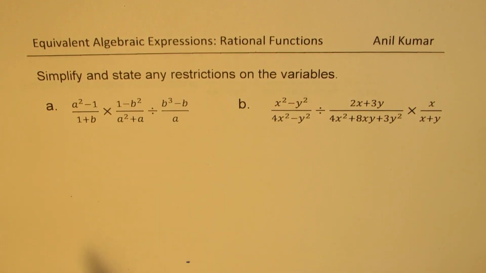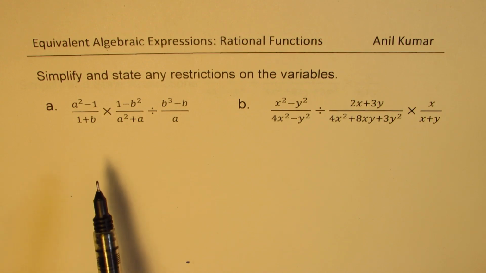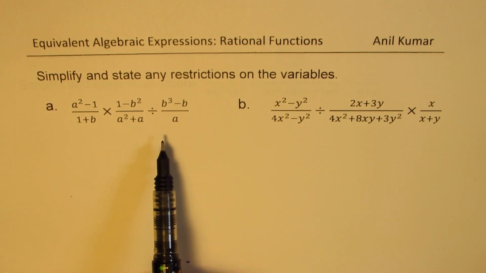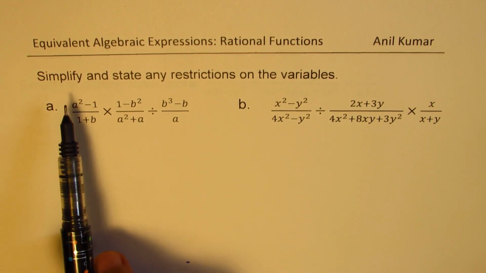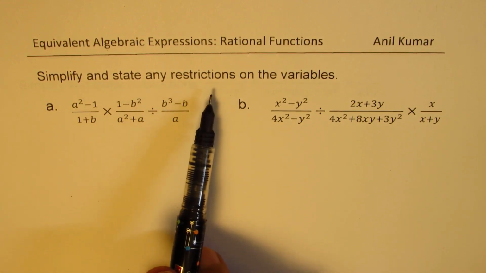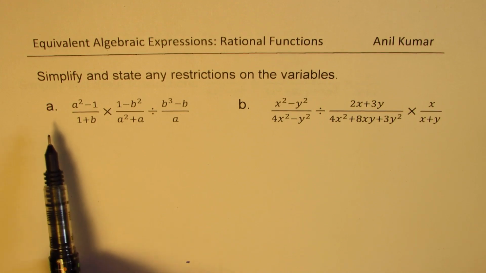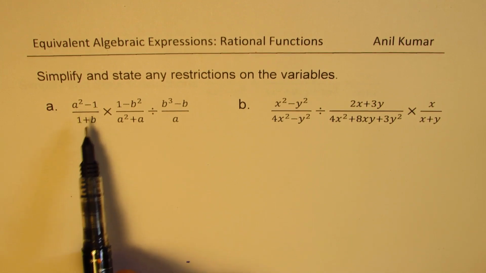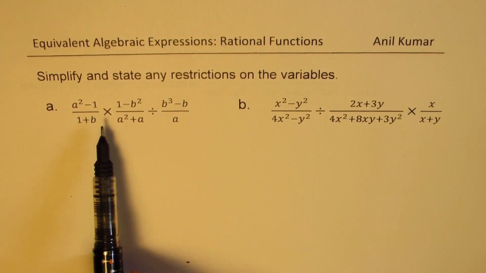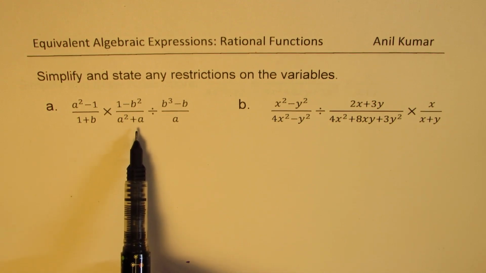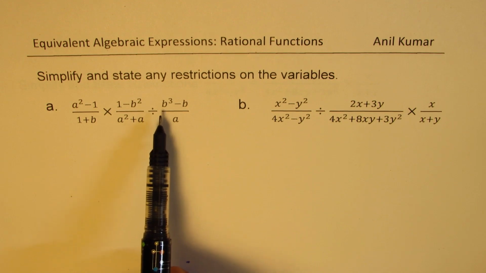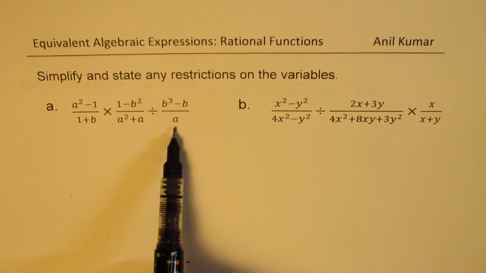I have taken two examples where we are going to multiply and divide rational functions. The question here is to simplify and state any restrictions on the variables. A is (a square minus 1) divided by (1 plus b) times (1 minus b square) divided by (a square plus a), divided by (b cube minus b) over a.